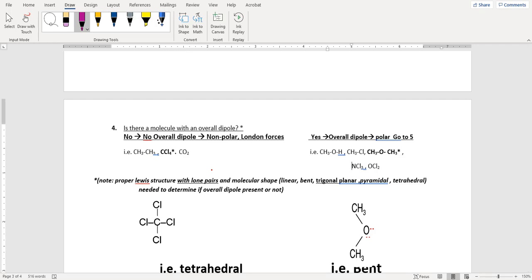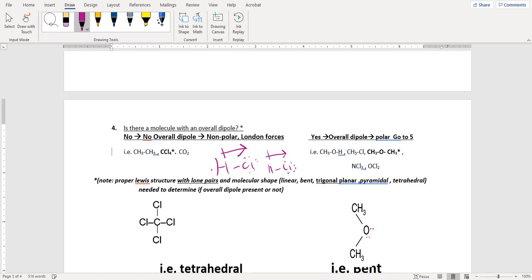Is there a molecule with an overall dipole? So let's say I had a molecule that looked like this. I'd have to go ahead and make sure I drew out the Lewis structure. Obviously, I exceeded the octet with all those extra electrons. Awkward. Let's go ahead and throw away some of those. There we go. I have to figure out, as a pure substance, if this is an overall dipole, in which case there is.